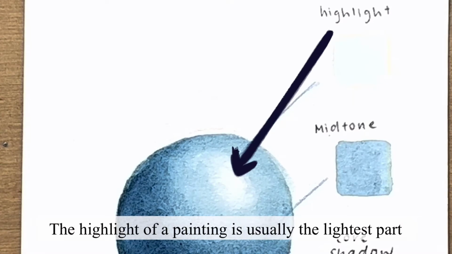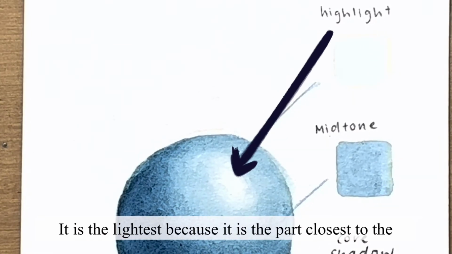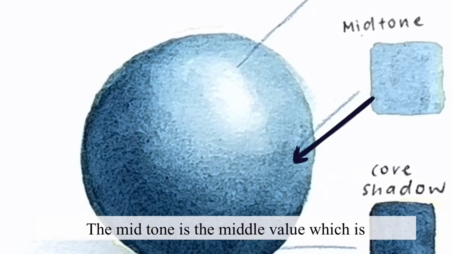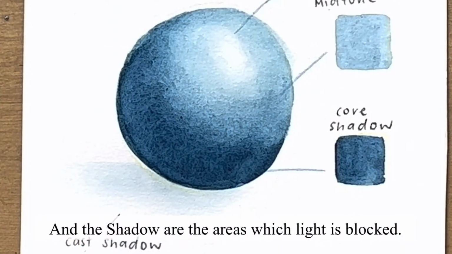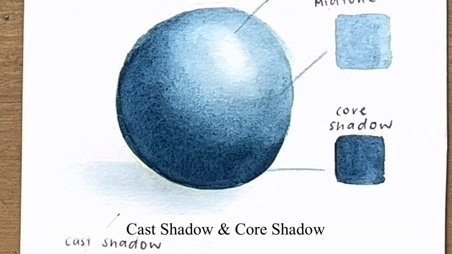The highlight of a painting is usually the lightest part. It is the lightest because it is the part closest to the light source. The midtone is the middle value, which is neither light nor dark, and the shadows are the areas which light is blocked. To keep it simple, there are two types of shadows, a cast shadow and a core shadow.